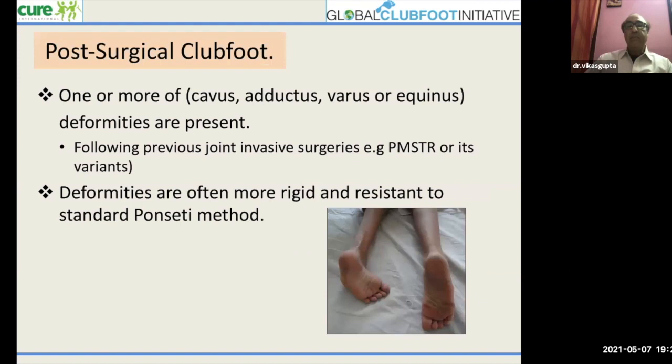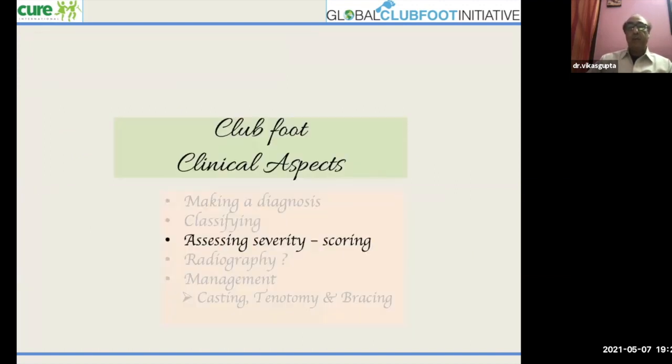Okay. And the post-surgical clubfoot, where you have one or more deformities following previous surgeries, like posteromedial soft tissue release, which was very commonly done almost 10 years back. Now, what is the difference between this and the neglected clubfoot? The deformities are rigid, resistant to the standard Ponseti method, and usually require a difficult surgical approach.